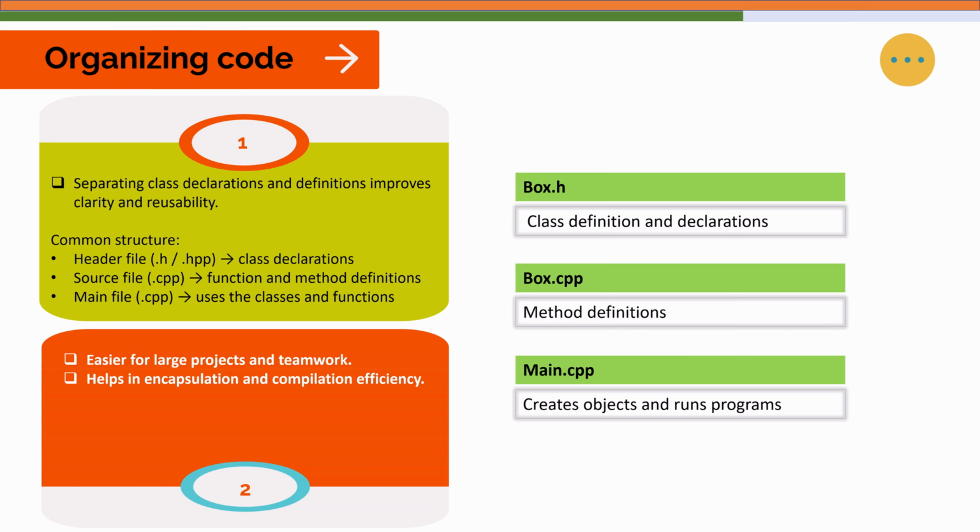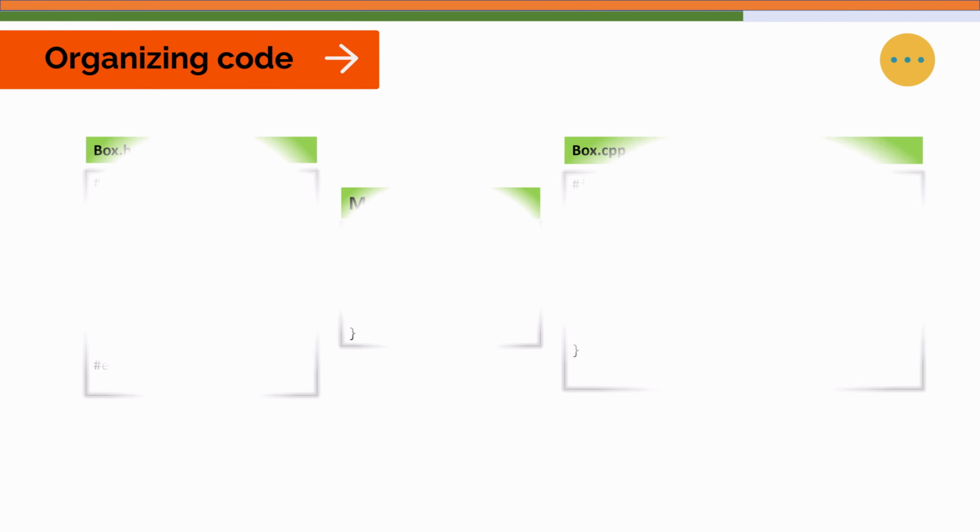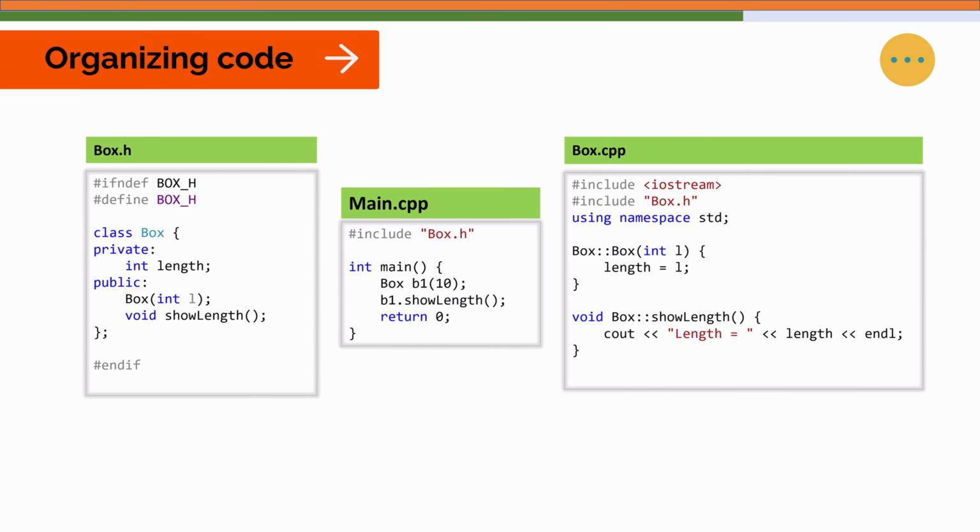It also helps with the compilation speed, as only the changed files are to be recompiled. And this approach also helps in teamwork, as multiple developers can work on different modules independently. Let's look at a small example to make this concrete. Here the box class is split into three files: the box.h file, box.cpp file, and main.cpp file. In box.h file, we declare what the class looks like with its data members and its functions, but we haven't defined yet how those functions work.